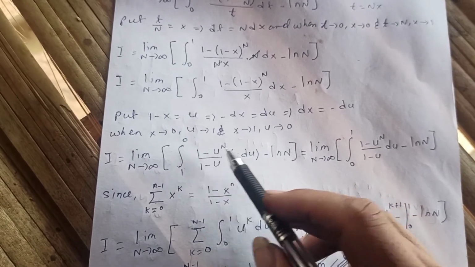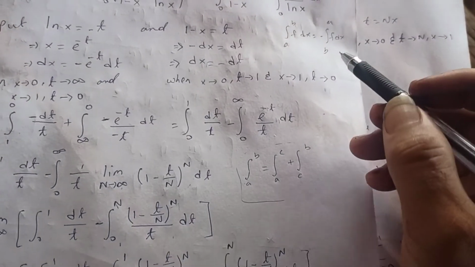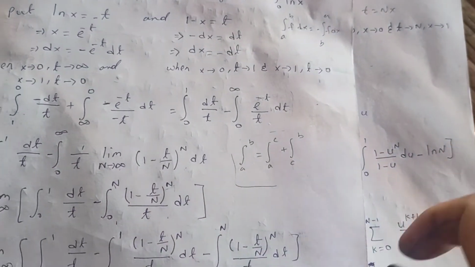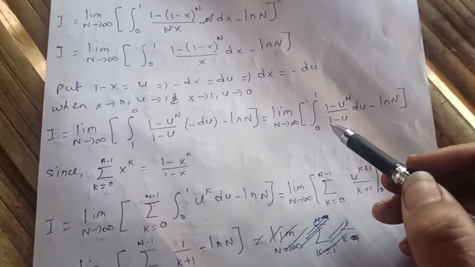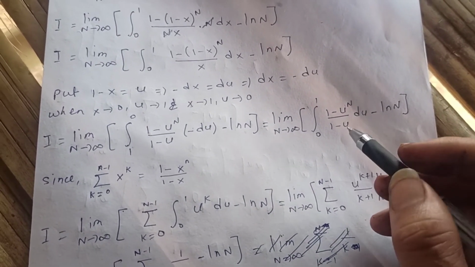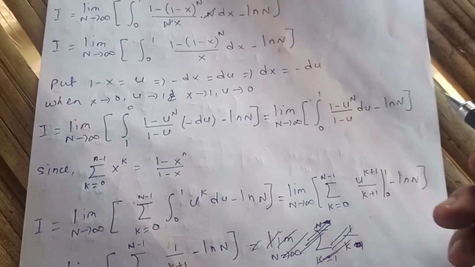Which is equal to the limit as n tends to infinity of the integral from 0 to 1. Because of this negative, we can apply the property of definite integral, and then you'll get the integral from 0 to 1 of (1 − u^n) upon 1 minus u du minus log n.